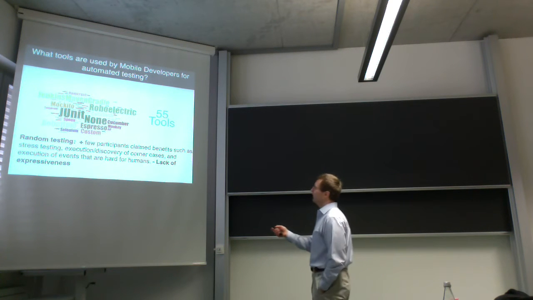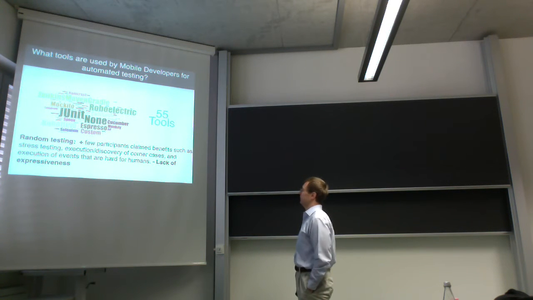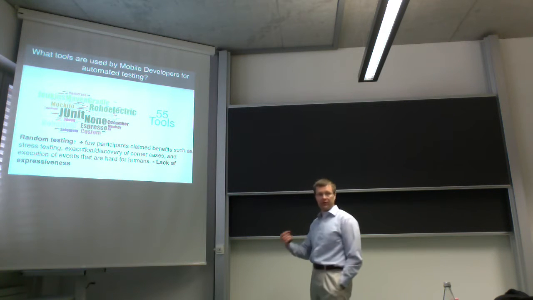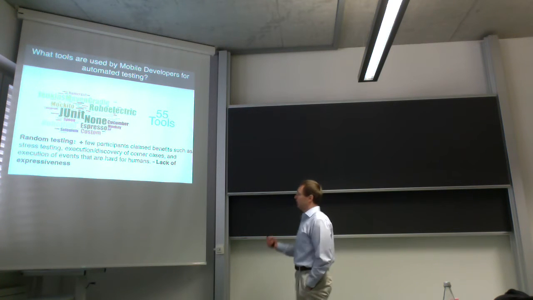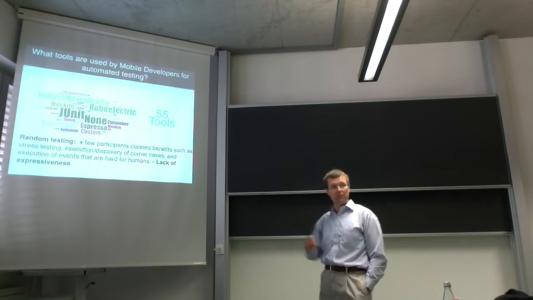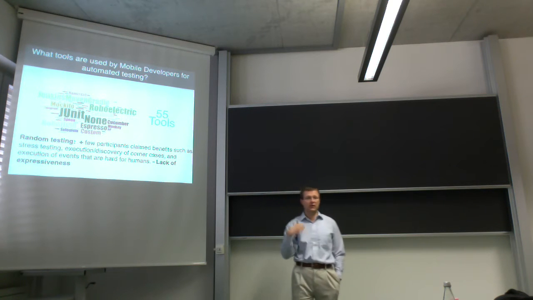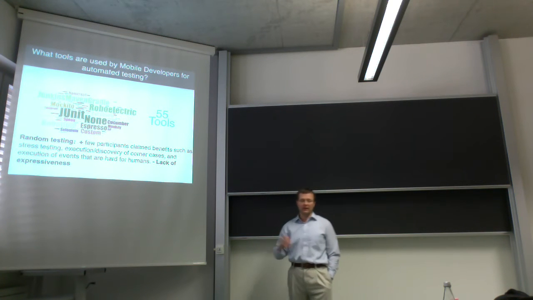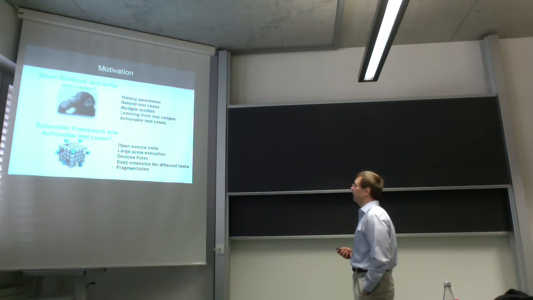So here you see a word cloud with different tools that were used by developers. And in particular about random testing, what they said is that, yes, random testing, like Android Monkey, is great for stress testing, it's great for finding corner cases, it's great to execute events and maybe potential sequences of events that are hard for humans to come up with, so this is all great. But on the other hand, expressiveness. I mean, we cannot reproduce, we cannot understand, and we're not sure to which degree it is useful, especially in the case of complex applications.